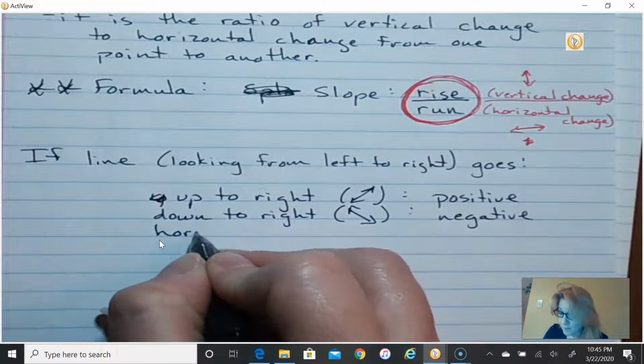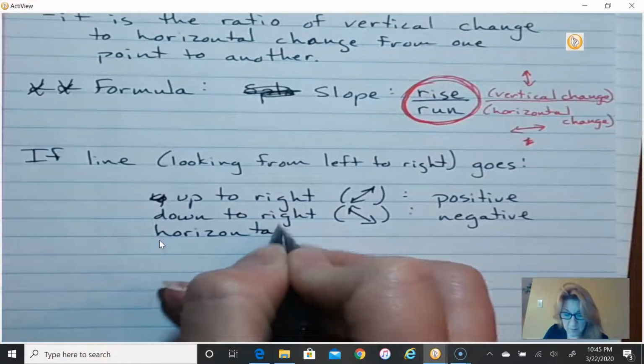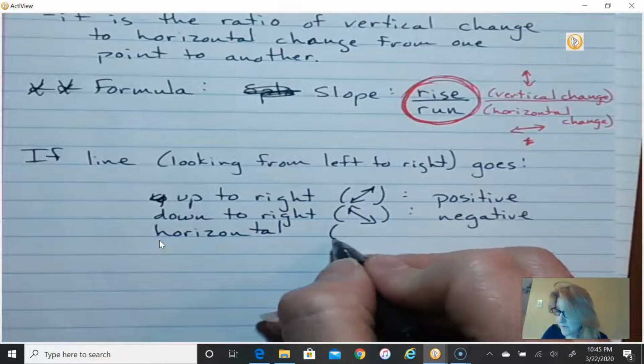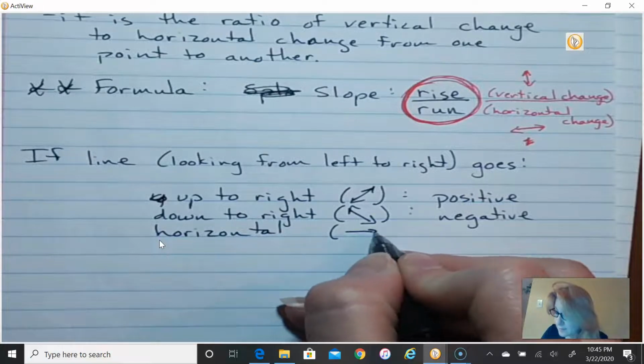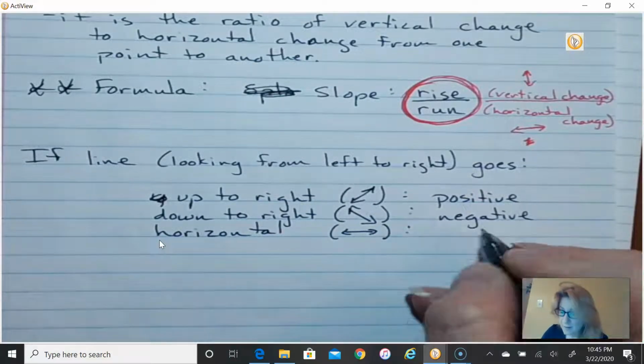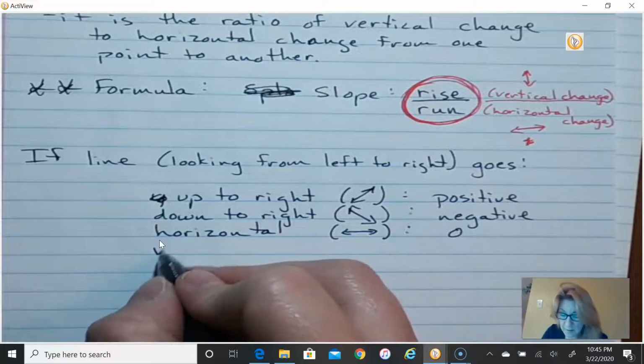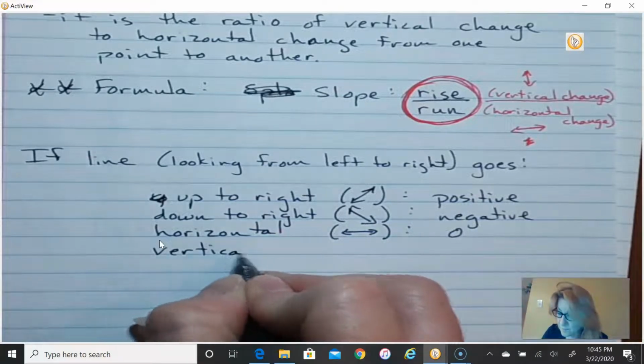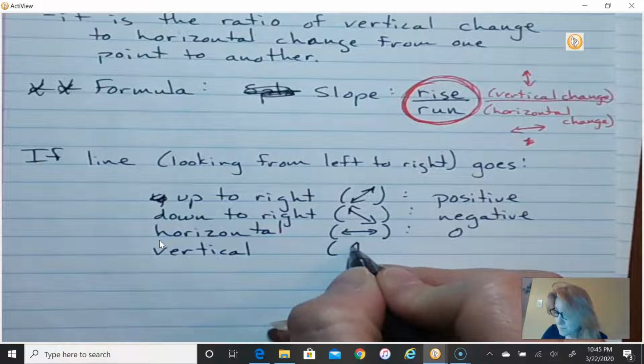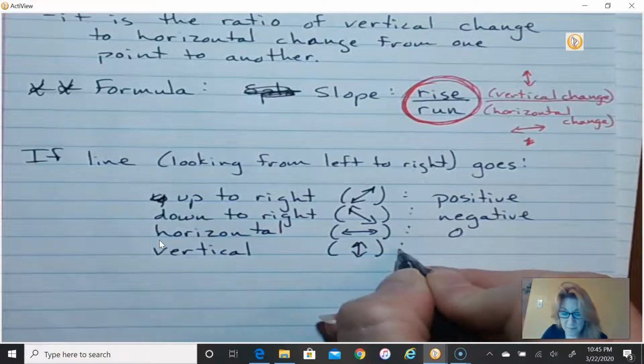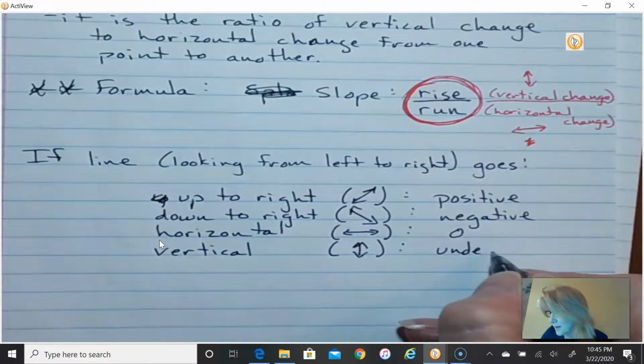This is important. If it's horizontal, meaning it looks like this, the slope is 0. If it's vertical, the slope is considered undefined.